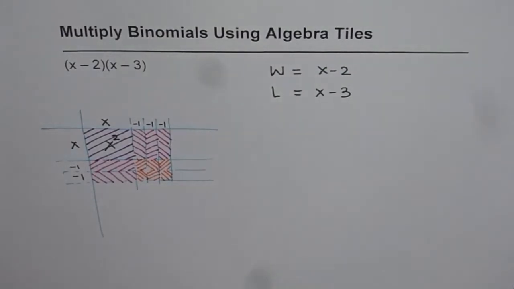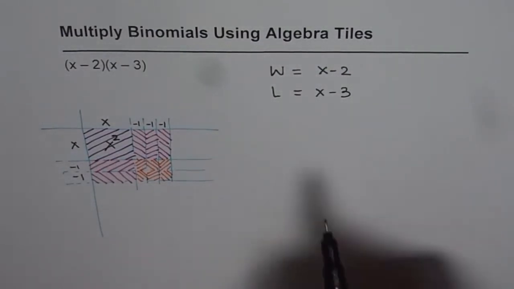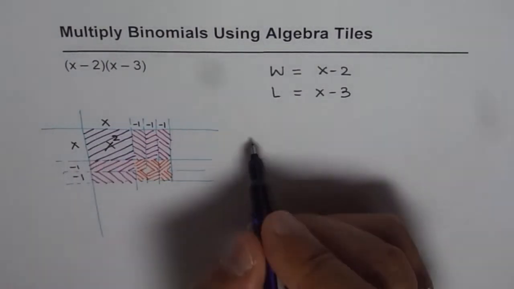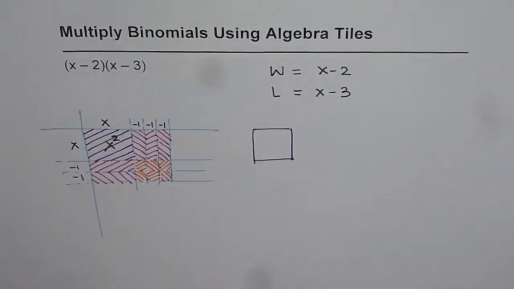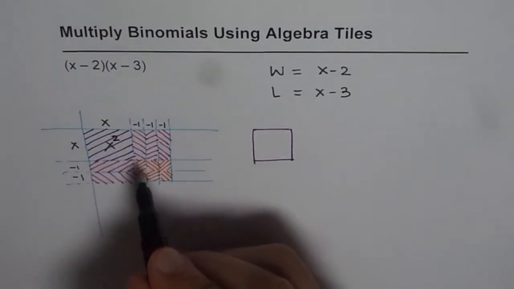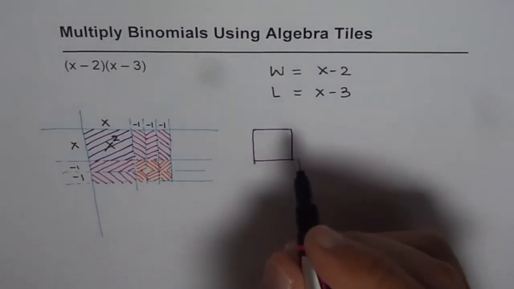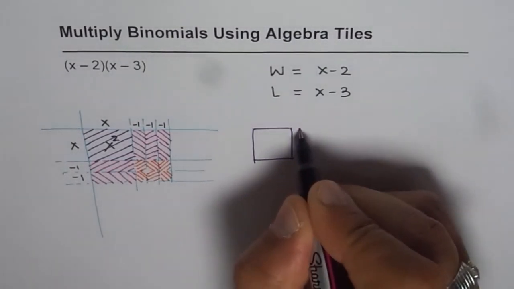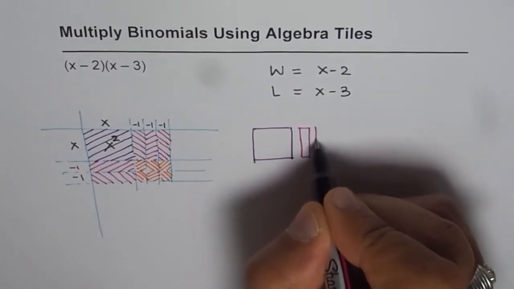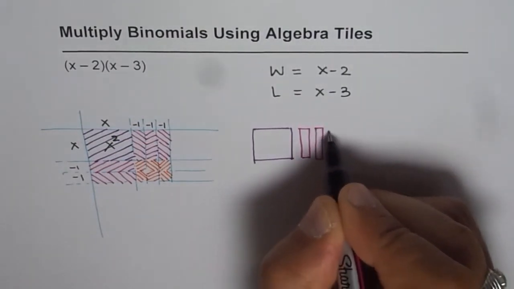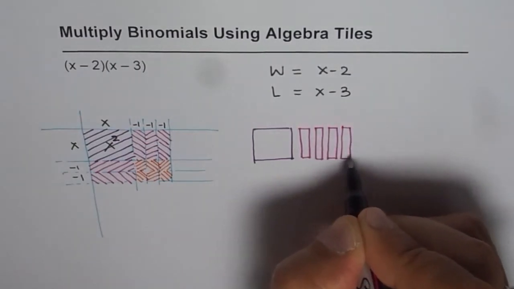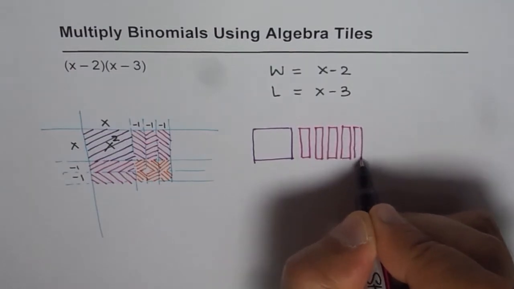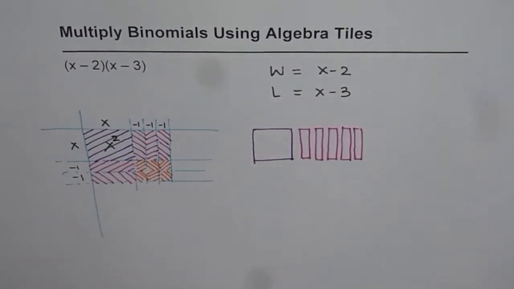Now the next step is to rearrange them. So if we rearrange, what do we get? We get 1 x squared tile, and we get 1, 2, 3, 4, 5. We got 5 minus x tiles. And we get 6 ones.